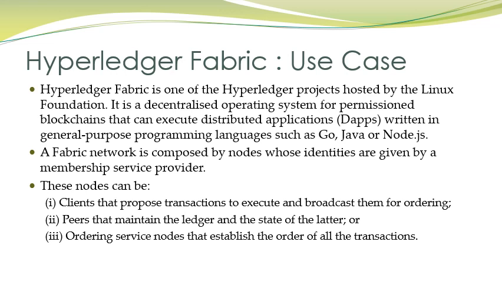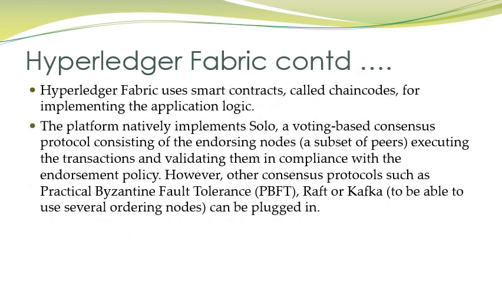So this is a project hosted by the Linux Foundation. It is a decentralized operating system for permissioned blockchain that can execute distributed applications. These applications are written in general programming languages such as Java and Node.js. In this Hyperledger Fabric, the network is composed of nodes whose identity is given by the membership service provider. So this Hyperledger Fabric uses smart contracts called chain codes for implementing the application logic.